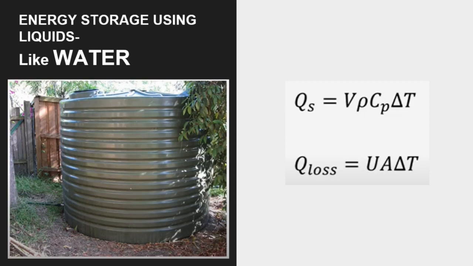in liquids, the heat is stored using fluids such as water, which have high specific heat capacity. The heat stored is given by the formula V into rho into Cp into delta T, where V stands for the volume of the container which we are using, rho stands for the density of the liquid, Cp is the specific heat capacity of the liquid we use, and delta T is the difference between the temperature at which the liquid is and the surrounding temperature.